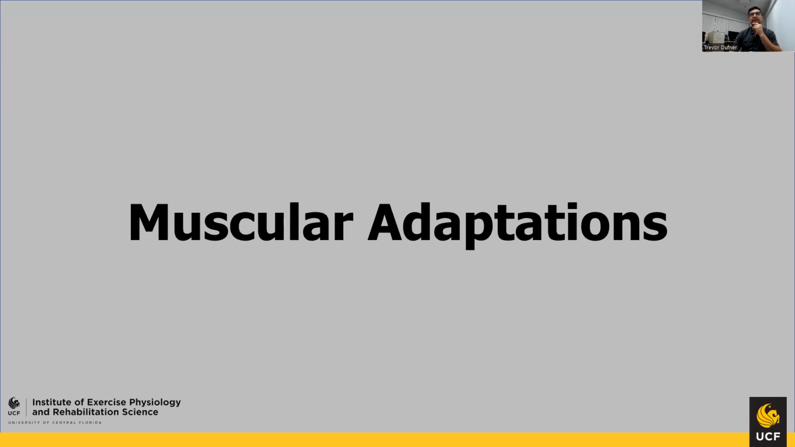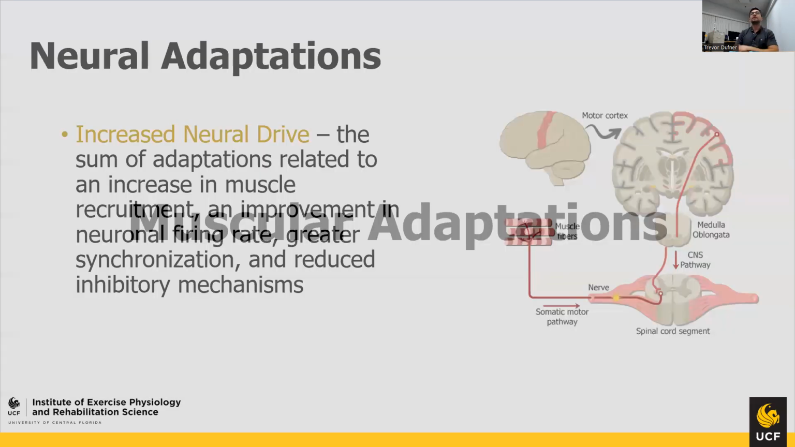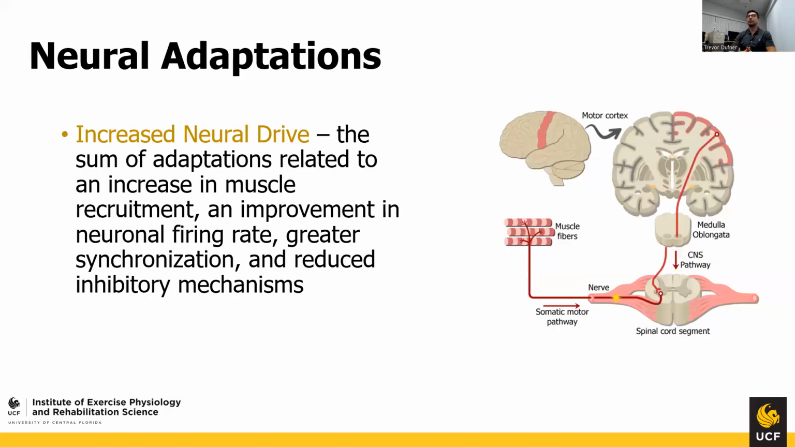So talking about muscular adaptations, or adaptations in general, that occur to increase muscular strength, power, whatever have you. The first one is going to be neural adaptations. So there's going to be an increased neural drive. This is essentially a sum of adaptations related to an increase in muscle recruitment, an improvement in neuronal firing rate, greater synchronization, and reduced inhibitory mechanisms. So if there is a greater amount of recruitment for certain movements, if the firing rate from the motor cortex is more efficient and fires at a more efficient time scale, if the synchronization of the muscles, so let's say you have a bunch of different muscle fibers or motor units in the biceps, if they are firing in synchronization, it's going to generate more force.